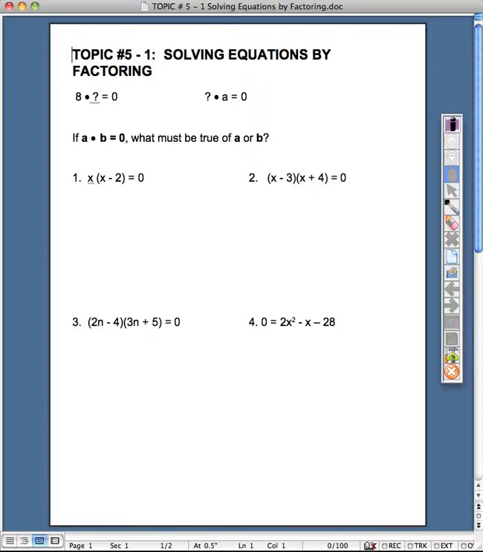Okay, today we're going to do topic 5.1, solving equations by factoring. First topic in Unit 5. And last unit we learned to factor equations completely, factoring out the greatest common factor and then getting one or two factors, linear factors, for a quadratic, which means the quadratic, remember, a quadratic.